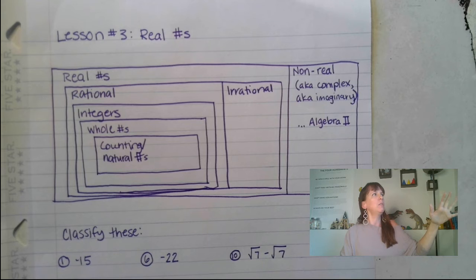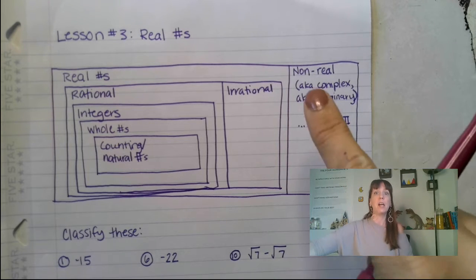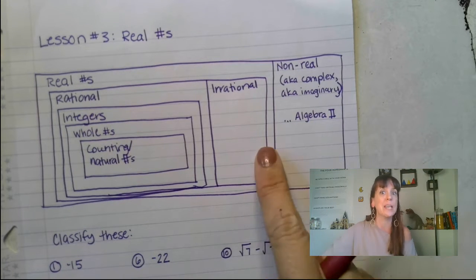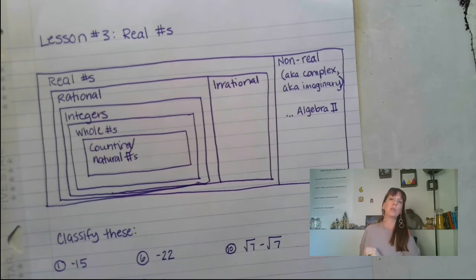And you're probably asking yourself, if there are real numbers, Caitlin, are there fake numbers? There are, and we call them complex, AKA imaginary numbers. And we will talk about those when you hit Algebra 2. So remember that. Right now we're just talking about real numbers, not any non-real numbers.